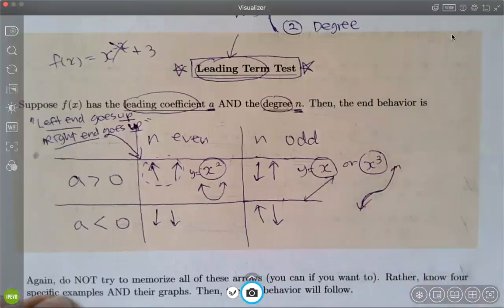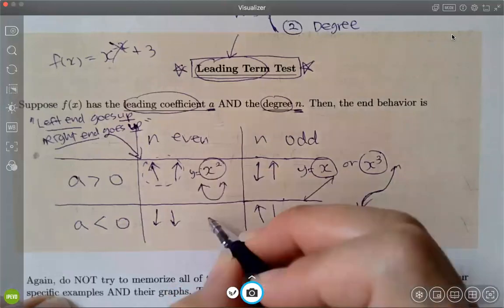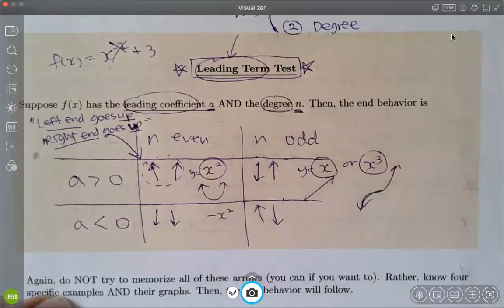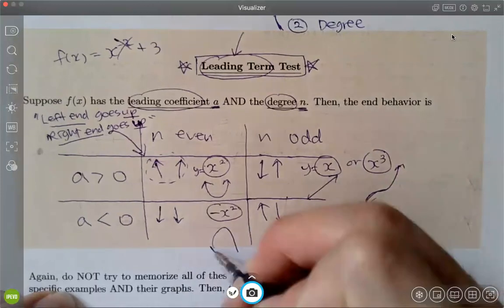And then negative leading coefficient. So we can look at negative x squared. Now how does the graph look? It is the upside down parabola, right? And the end behaviors are what? Both ends are going down, right?